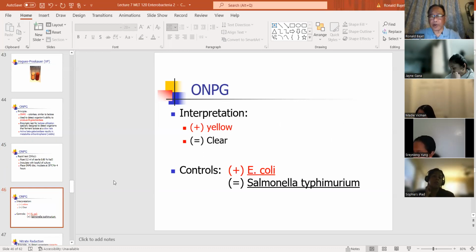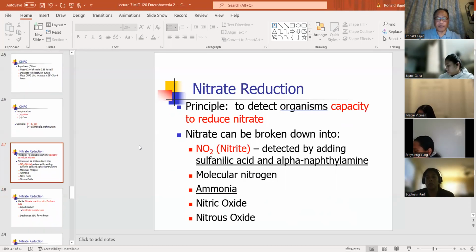On the API strip, it's a very, very faint yellow. It's pretty common for E. coli that the first reaction well is the ONPG. If you see a slight tinge of yellow, very, very faint, then that's almost a shoo-in for E. coli, that you probably have E. coli. Negative control is Salmonella typhimurium, it's ONPG negative. But E. coli is ONPG positive, yellow reaction.